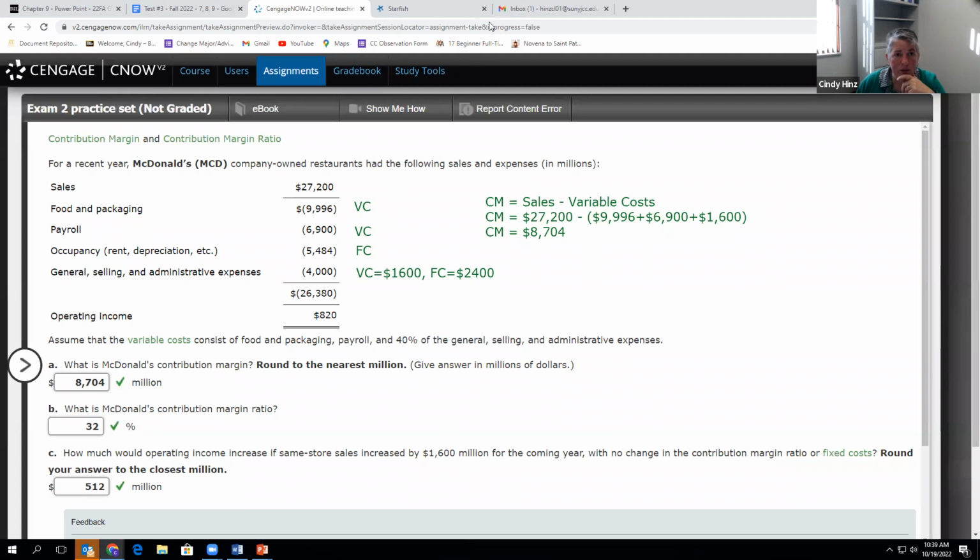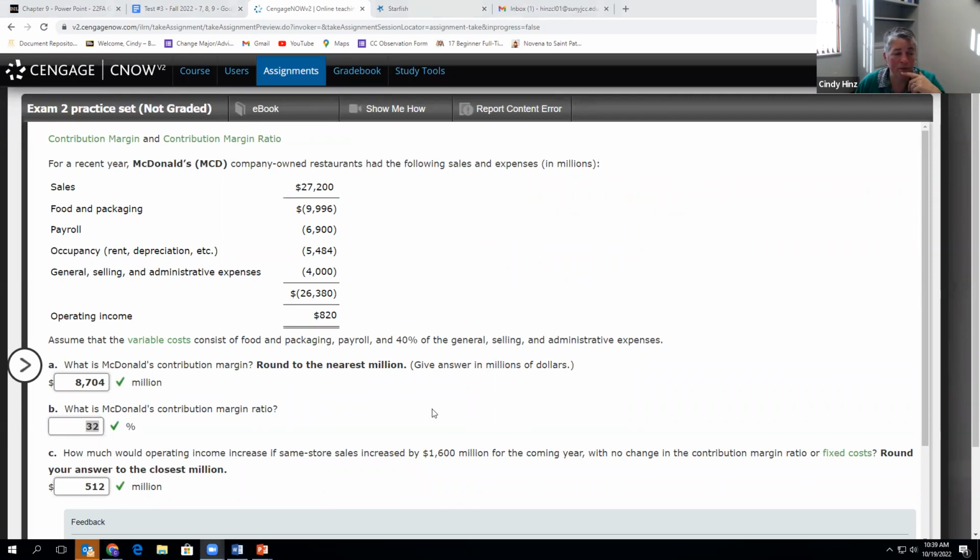Make sense? So contribution margin ratio, or contribution margin, is how much we have in dollars left of the selling price, the sales, after we cover the variable costs. Fixed costs remain the same, and if we increase our sales by 1,600 million, we get to keep 32% of that, that's 512 million. Just trying to give you a couple different ways of thinking about what those numbers mean.